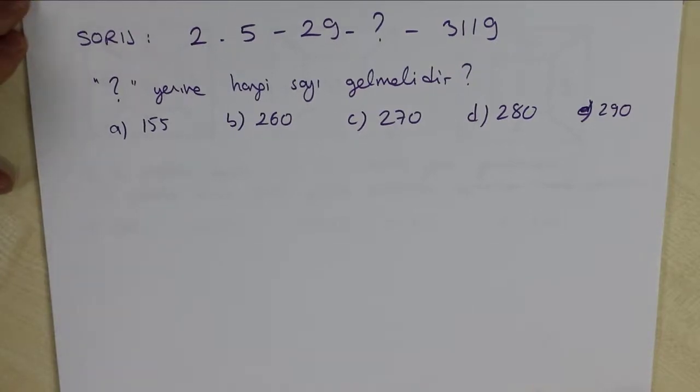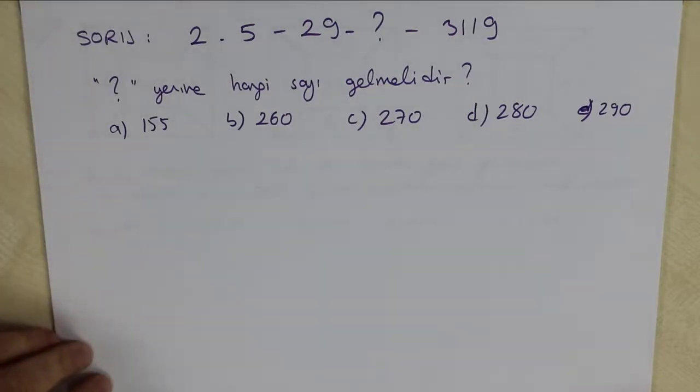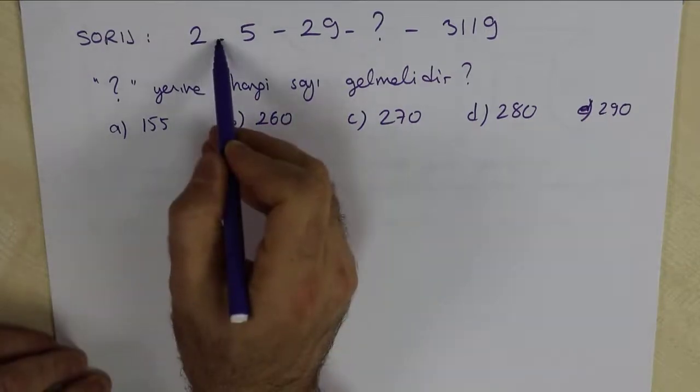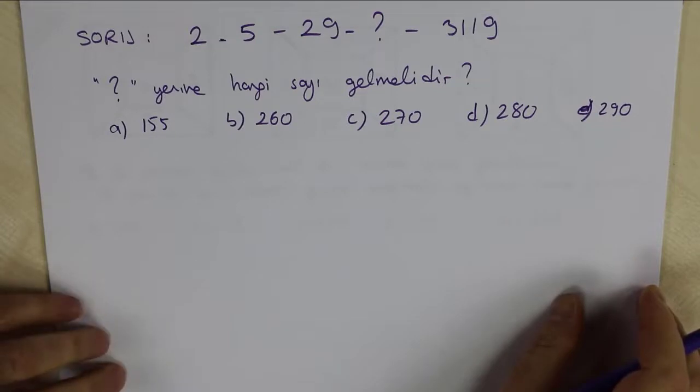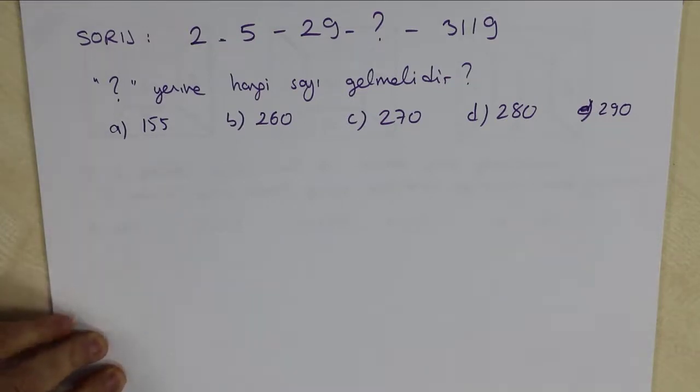So this is our question. The question here is given. We have a sequence of numbers, 2, 5, 29, and then question mark, then 3119. What should be the number in place of the question mark? So if we have a look here, we would be trying to find the solution.